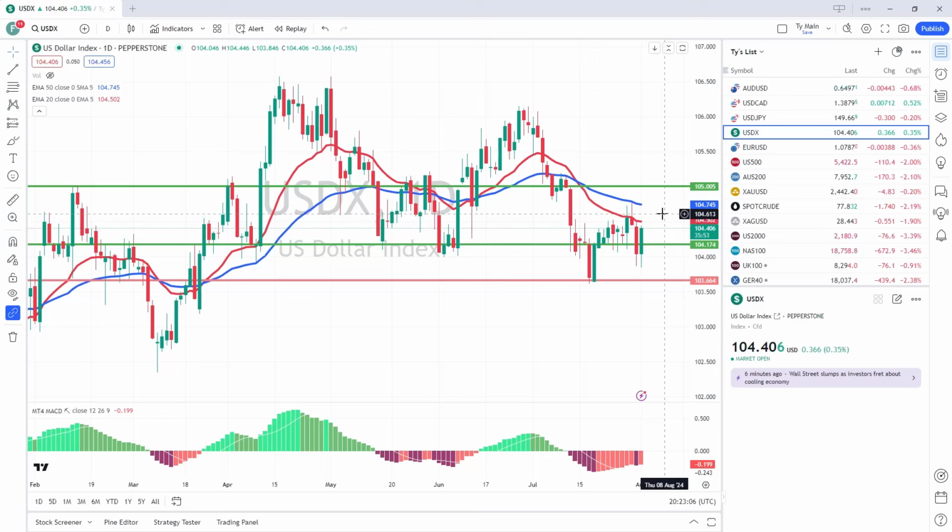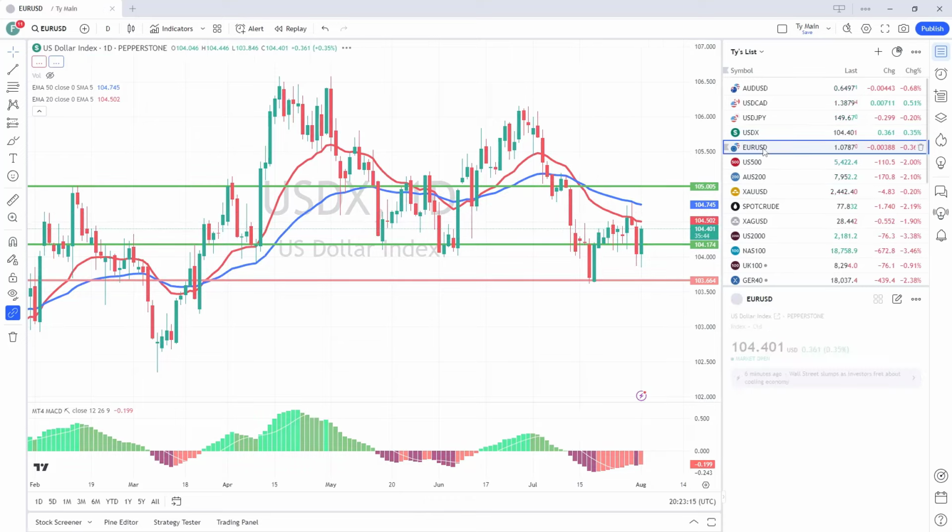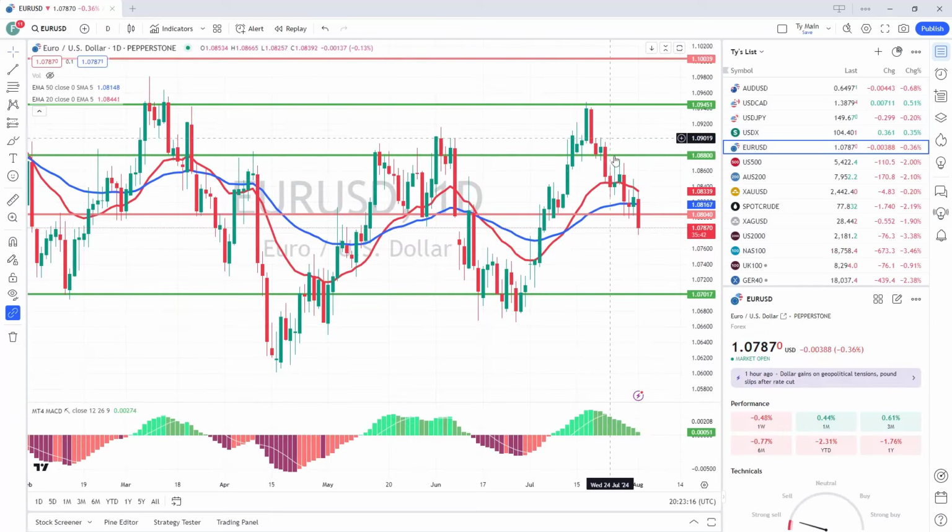So it needs to get past probably that 104.60 to 70 with a daily close. But of course, the euro is the one we want to be taking advantage of here. So we'll jump into the euro now, and that has been basically selling off, obviously reflecting what the dollar index has done. This has broken a very key level.